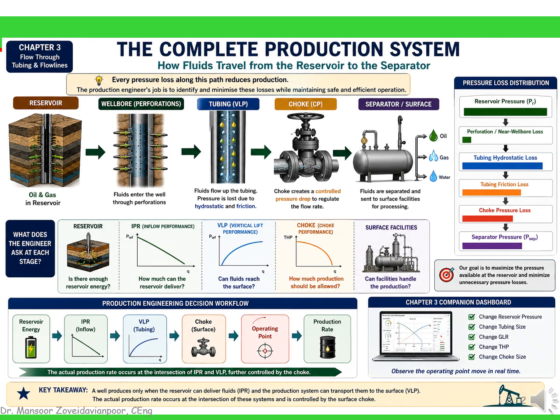This chapter is about understanding that interaction. We will learn how reservoir inflow and vertical lift performance combine, how the choke influences production, and how these elements define the operating point of the well. Once you understand this workflow, you'll have the foundation to diagnose production problems, optimize wells, and make engineering decisions with confidence. Remember one key principle: a well does not produce what the reservoir can deliver. It produces what the entire production system can sustain. That single idea is the foundation of production engineering and the purpose of nodal analysis.